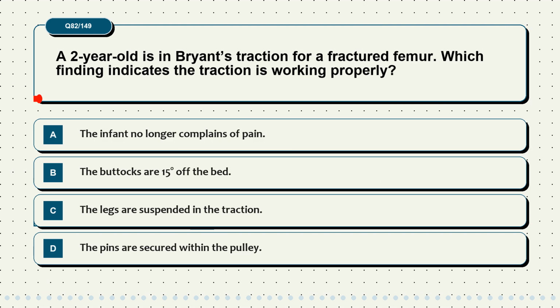Question 82. A 2-year-old is in Bryant's traction for a fractured femur. Which finding indicates the traction is working properly? Here are the options. Option A. The infant no longer complains of pain. Option B. The buttocks are 15 degrees off the bed. Option C. The legs are suspended in the traction. Option D. The pins are secured within the pulley.